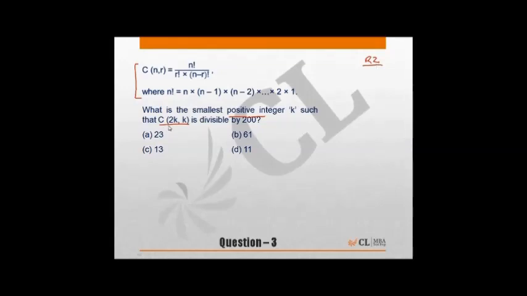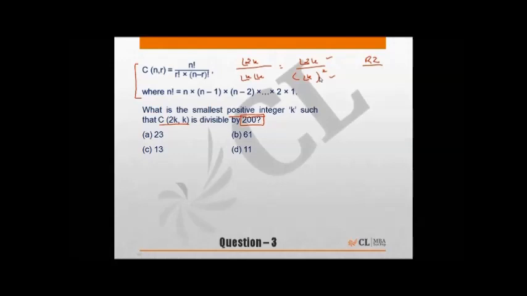Okay. C 2k k would be equal to 2k factorial upon k factorial into 2k minus k, which is again k, so k factorial, or it can be written as 2k factorial upon k factorial square. Now if this number has to be divisible by 200, it means the power of 10 in the numerator should be at least 2 more than the power of 10 in the denominator. You can solve this mathematically, but I would prefer using the choices.